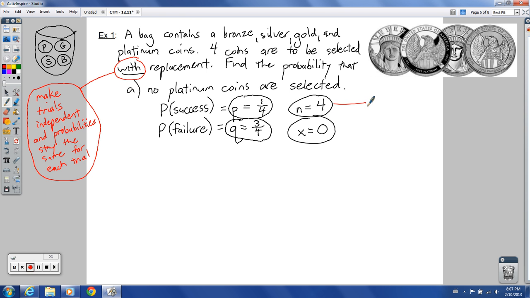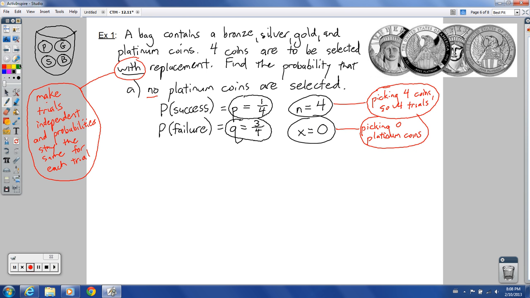Let's make some side notes off to the side for these 2. So we're going to be picking 4 coins. So we have 4 trials. Okay, so write that off to the side there. And then x equals 0. We're saying no platinum coins. Let's underline no and say picking 0 platinum coins. Okay, so we're trying to pick none. That's why x equals 0.